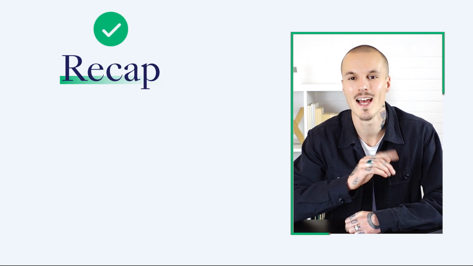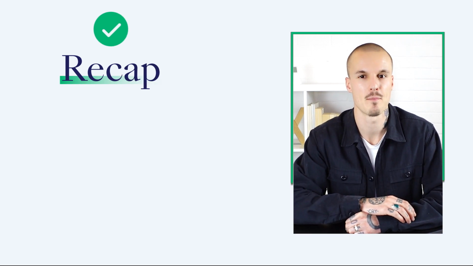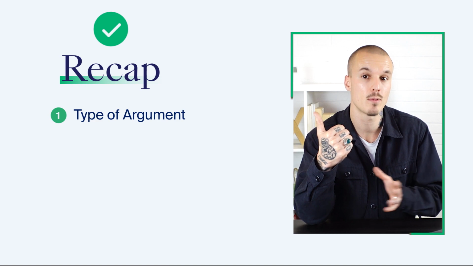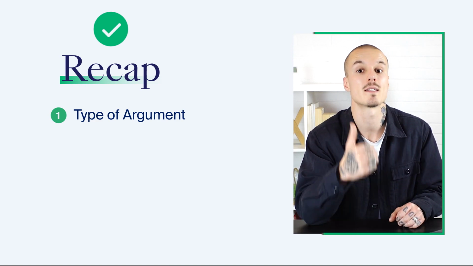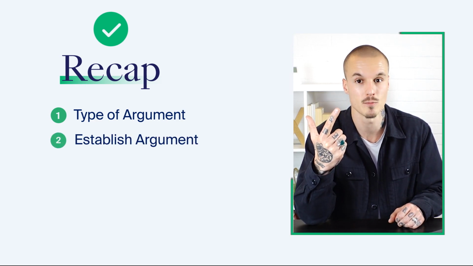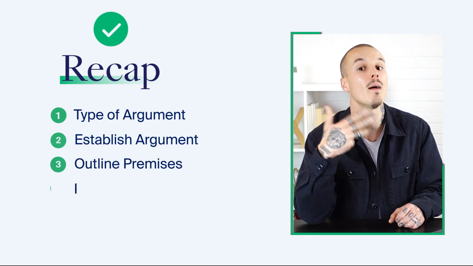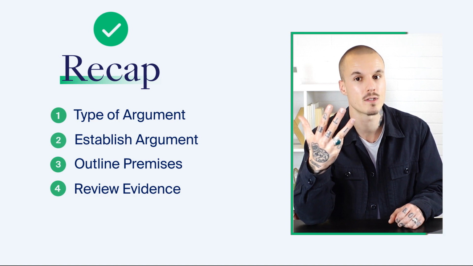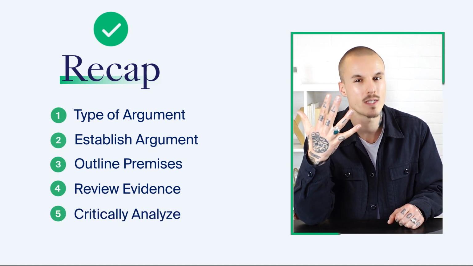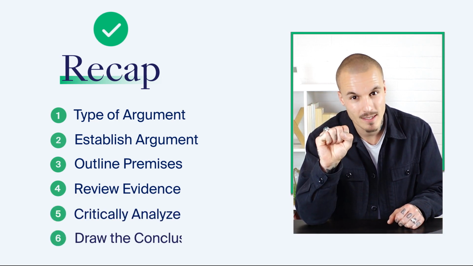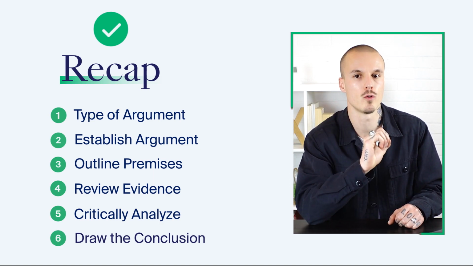Before we finish, let's double check everything with a recap. Step 1, select the type of argument you're going to make. Step 2, establish the argument. Step 3, outline the premises. Step 4, review the evidence. Step 5, critically analyze. And finally, draw a logical conclusion.